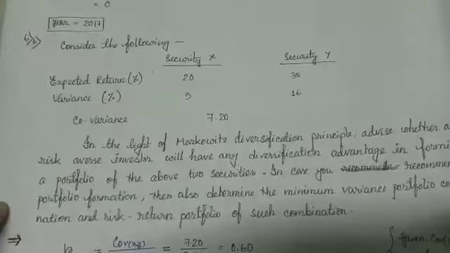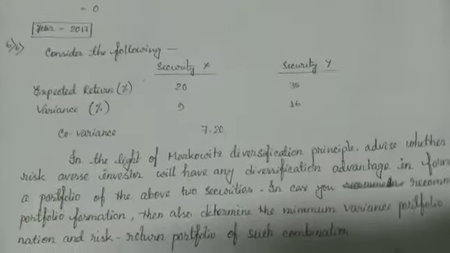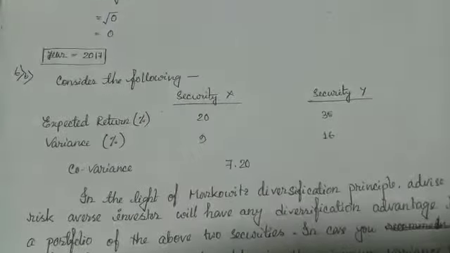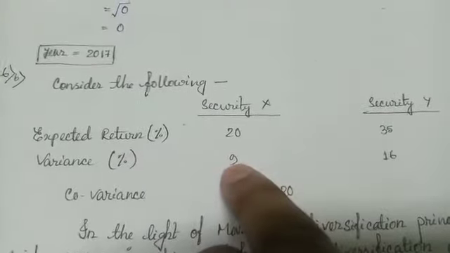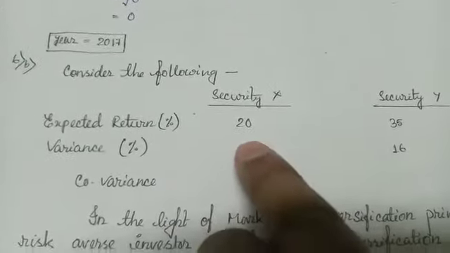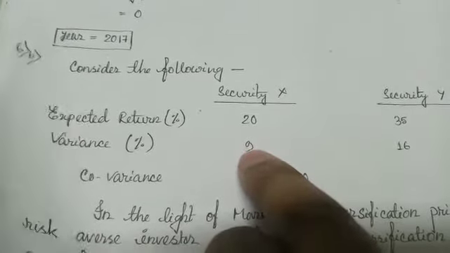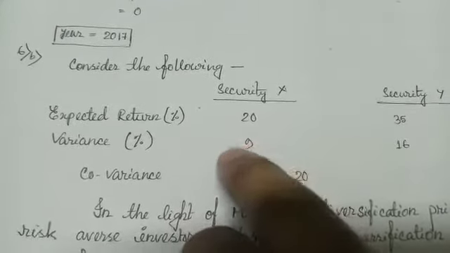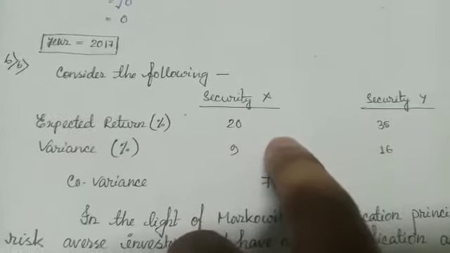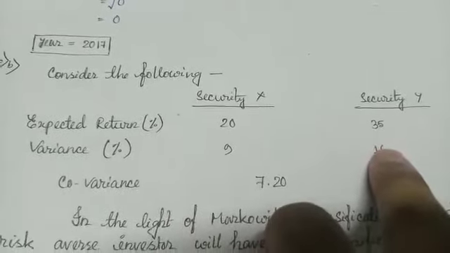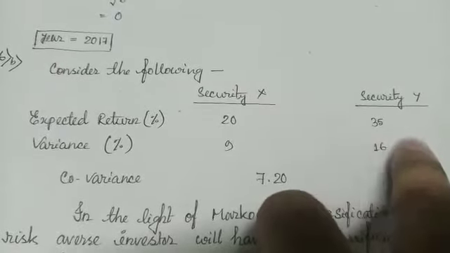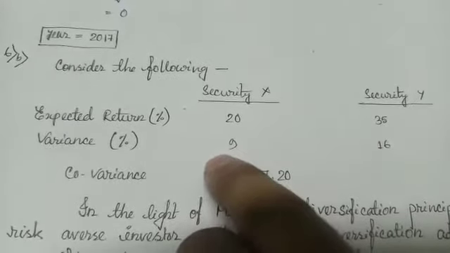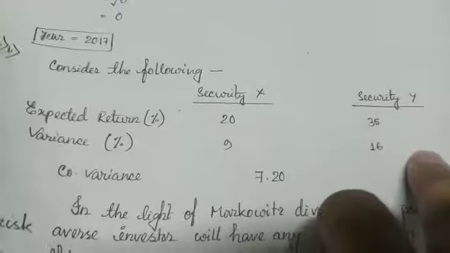It is 7.2, and variance relating to security X is 9%. That means here sigma X, the risk associated with security X, will be root over of variance, that means root over of 9, equal to 3%. Risk associated with security Y, that means sigma Y, is root over of variance, that means root 16, equal to 4%. So risk associated with security X is 3%, risk associated with security Y is 4%.